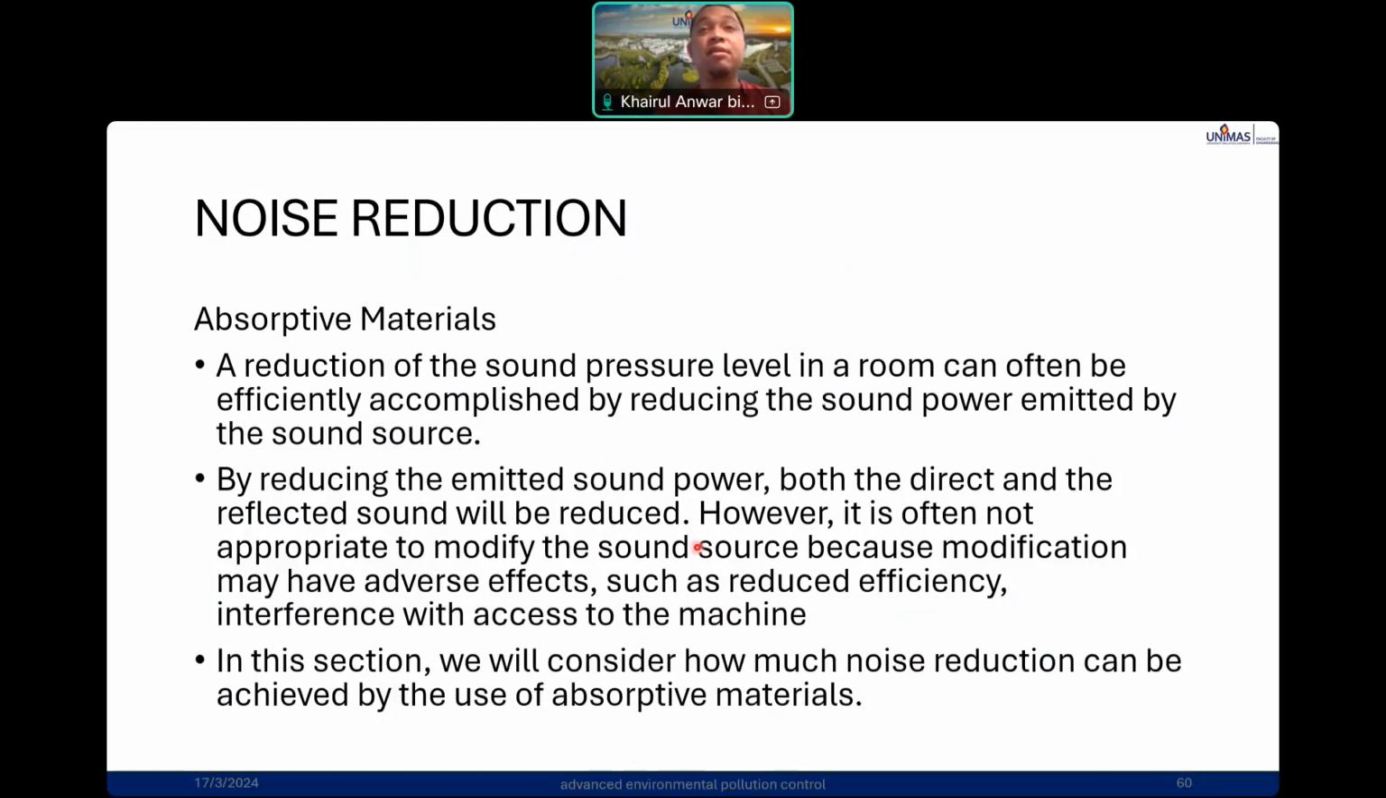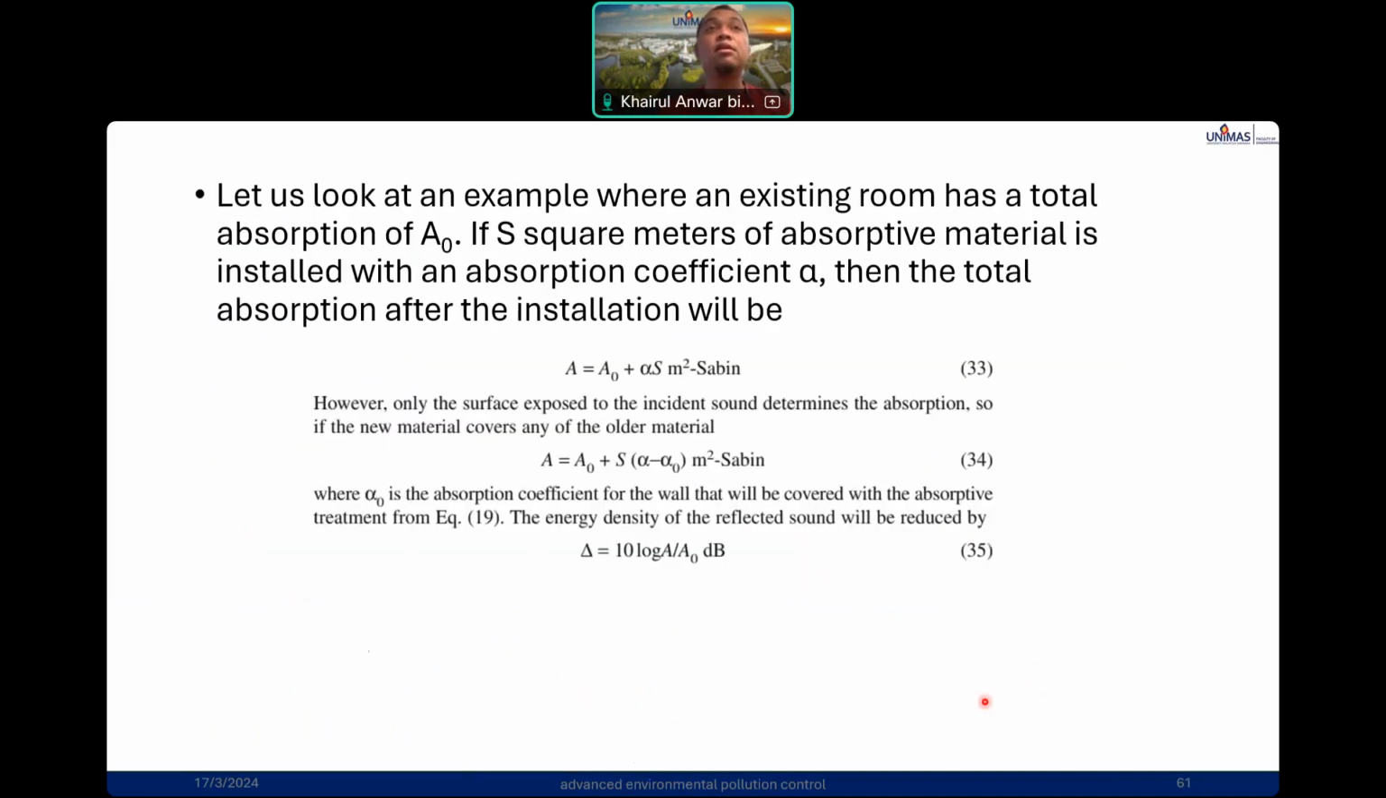By reducing the emitted sound power, both the direct and the reverberant sound will be reduced. However, it is often not appropriate to modify the sound source because modification may have adverse effects such as reduced efficiency or interference with access to the machine. So in this section, we will consider how much noise reduction can be achieved by the use of absorptive material.